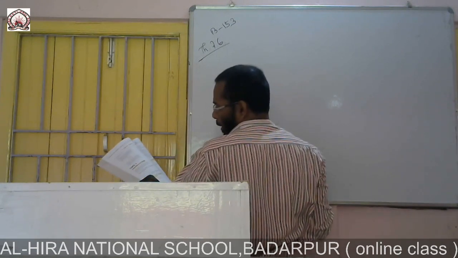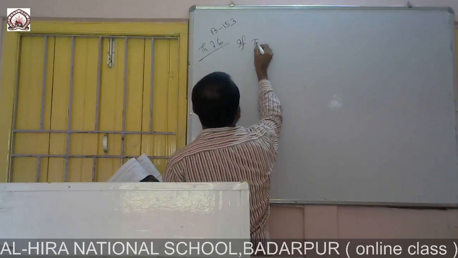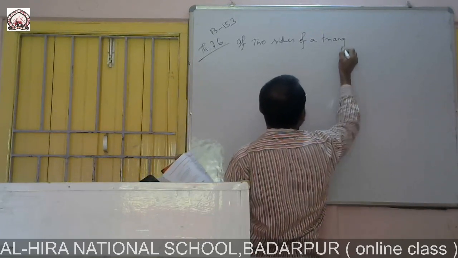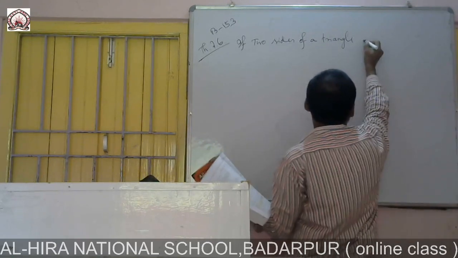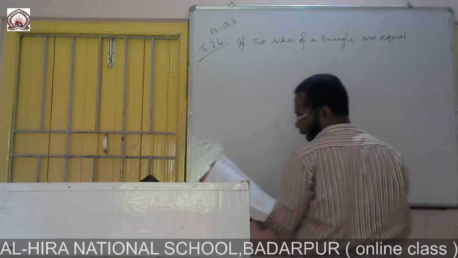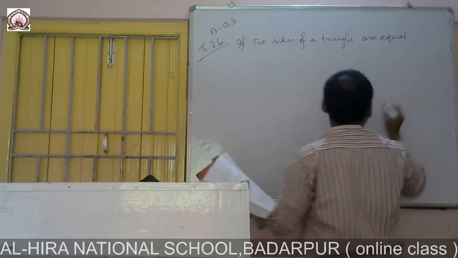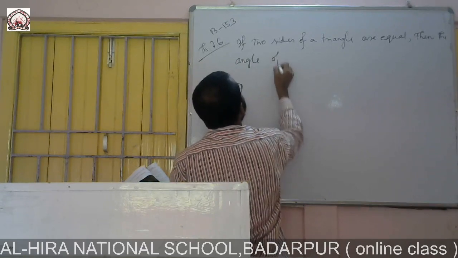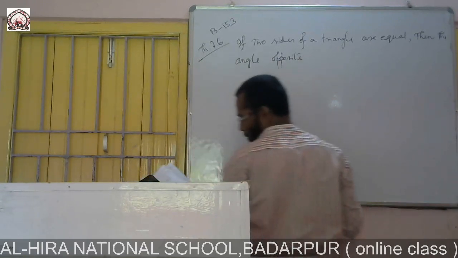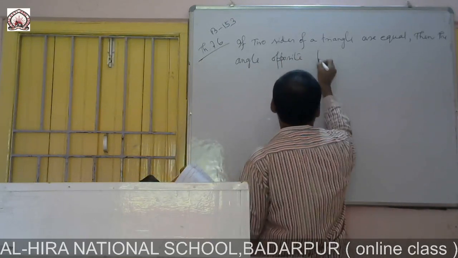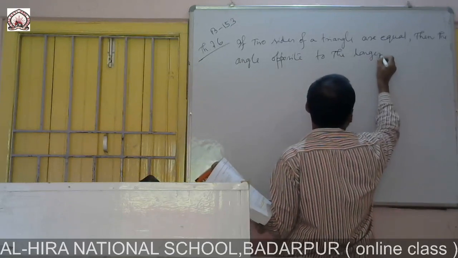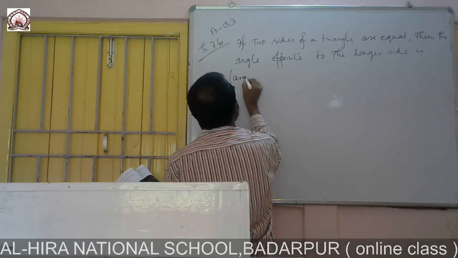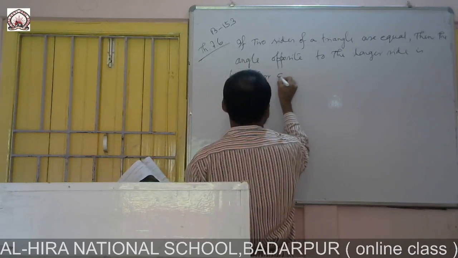153. The statement is, if two sides of a triangle are unequal, then the angle opposite to the longer side is larger or greater.